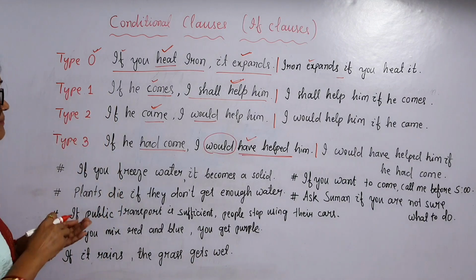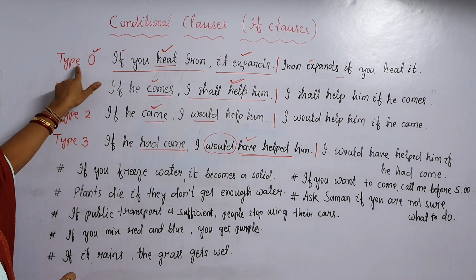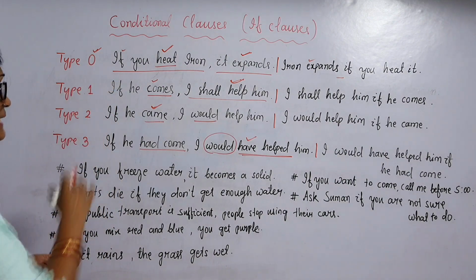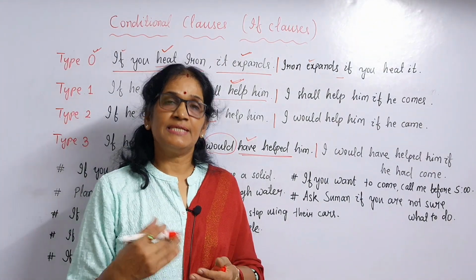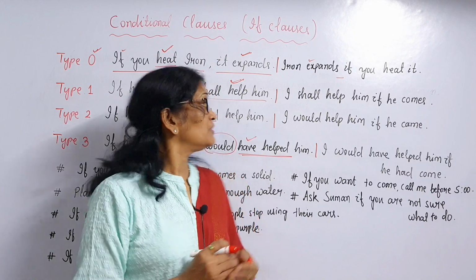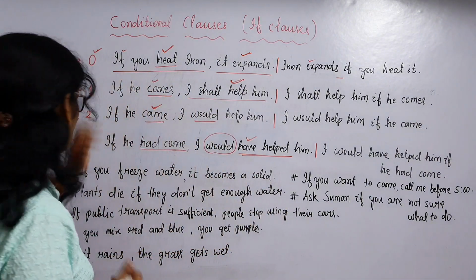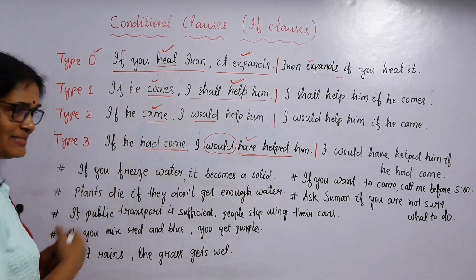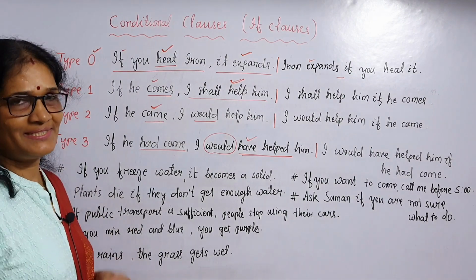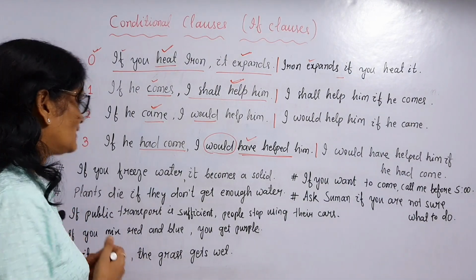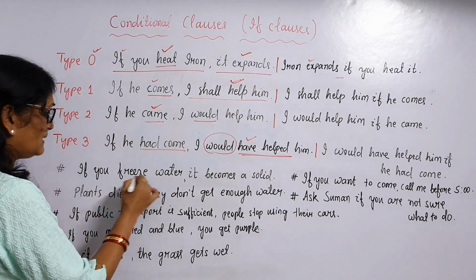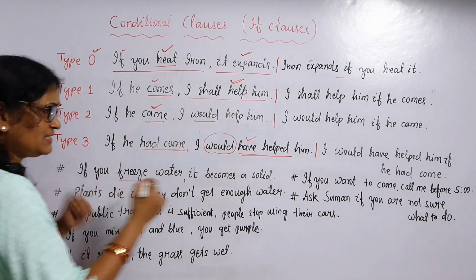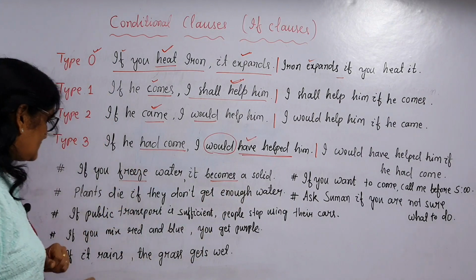Now I am going to explain type 0. Type 0 means you have to remember what is a scientific fact, a general fact. There you use the type 0 condition. If you freeze water, it becomes solid. It is a fact, scientifically it is a fact. Here freeze is simple present and becomes is simple present.